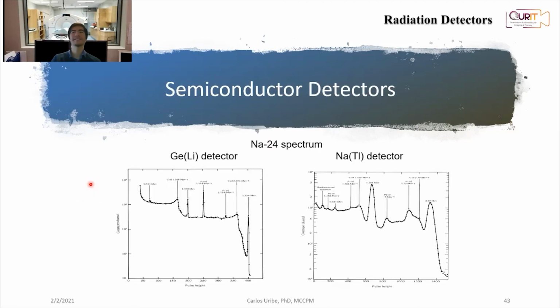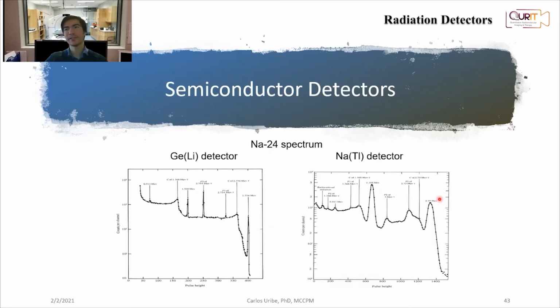And one of the reasons, again, I'm only going to show this in more detail, but if you compare, for example, a solid state detector like what we see on the left and a sodium iodide detector, which we see on the right, which is a scintillator, and you want to measure energies of photons, in this case, it will be the sodium 24 spectrum.